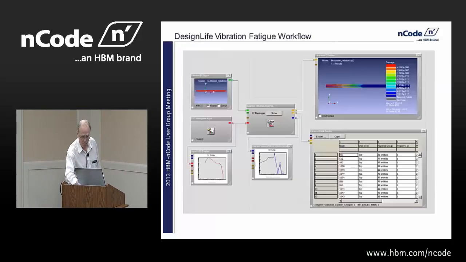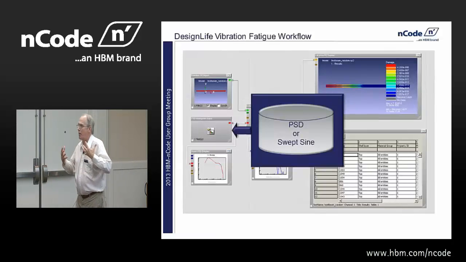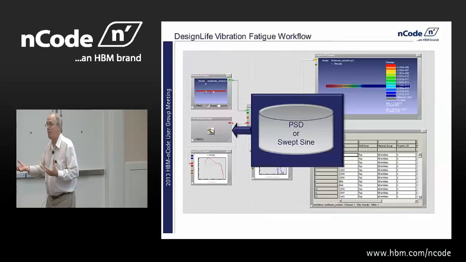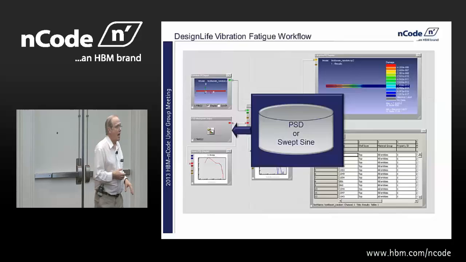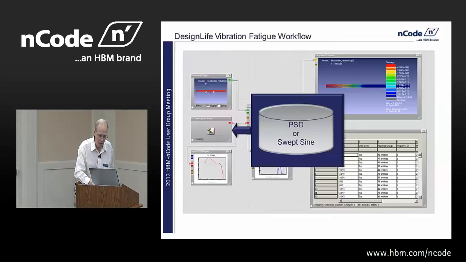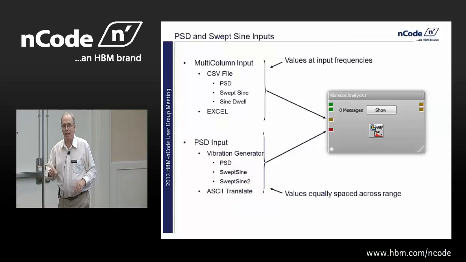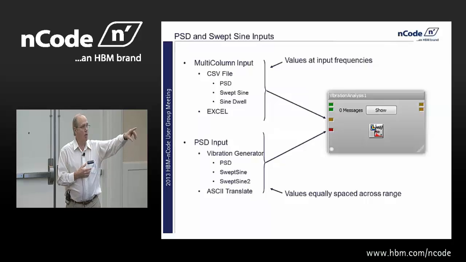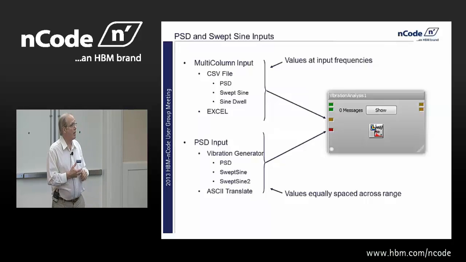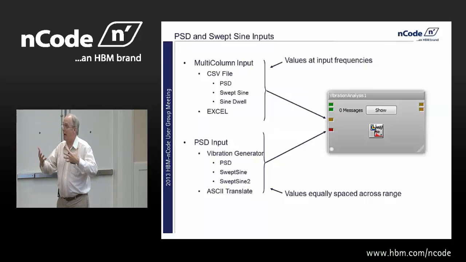We have a second input we need to bring in, and that is the actual excitation we're going to be applying to the structure in the test. This can be either PSD or swept-sine. And one of the things that we see here is that there's a variety of ways to get this into DesignLife. There are actually 3 different inputs: multi-column, histogram, or time series as well. And it's the same information going in, just different file formats.